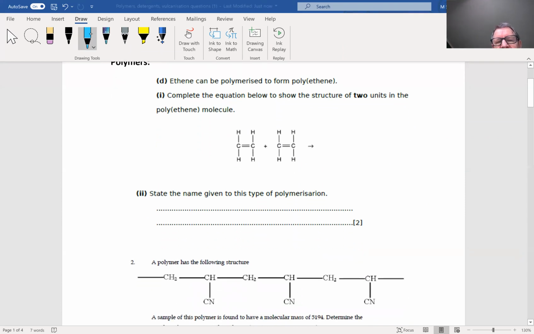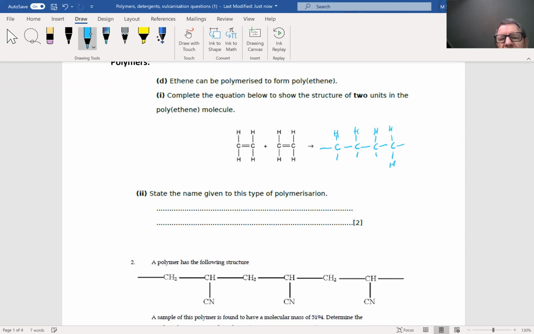It says here, complete the equation to show the structure of 2 units in the polythene molecule. All that happens, if you remember, is that one of the 2 bonds breaks and it joins onto the next one. So what I would draw is the first pair of carbons, here's the second pair of carbons. They're going to be joined here, and they're also going to join to other ones beyond them. Then I would put the hydrogens on like this. It's really simple. We just join them together and we lose the double bonds.